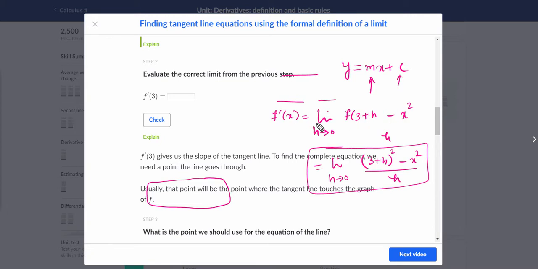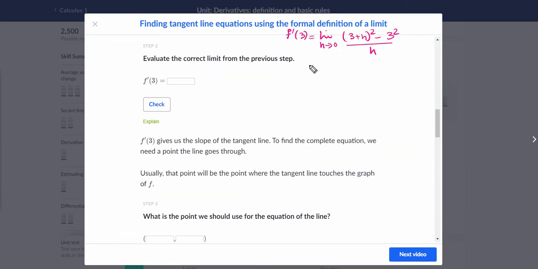So I'll just do the working over here. Alright, so here is my expression. First of all, I'll expand the numerator. That will be 3 square is 9 plus 2ab, so like 2 times 3 times h, that will be equal to 6h plus h square minus 9 whole divided by h. This 9 and 9 will get cancelled, and from the numerator I'll take h as common, so it will be like 6 plus h will be left behind whole divided by h, so h will get cancelled.